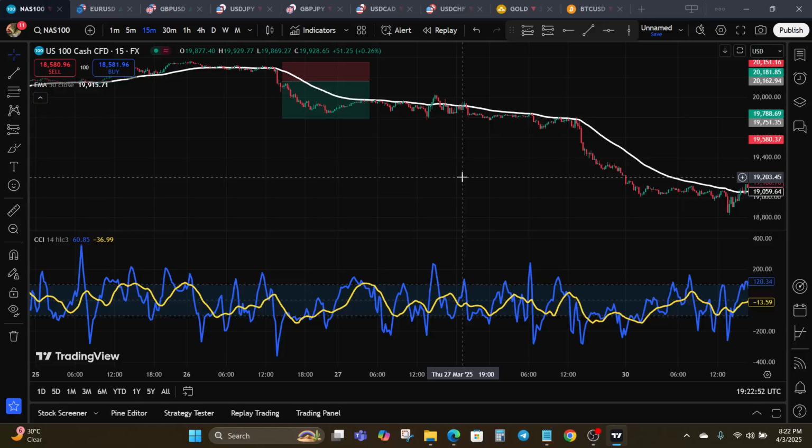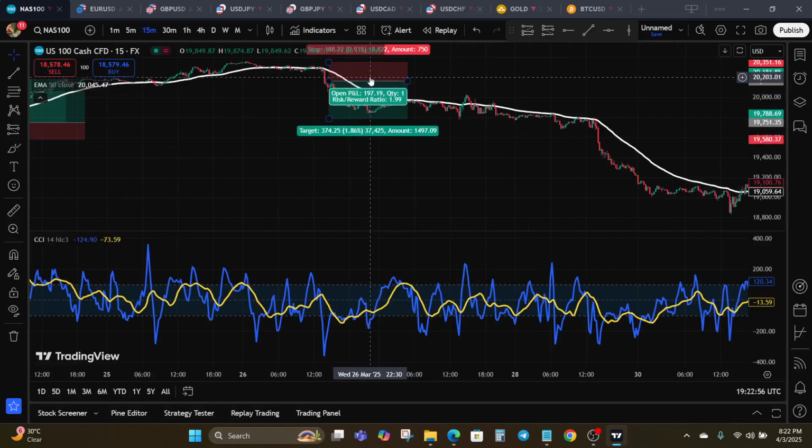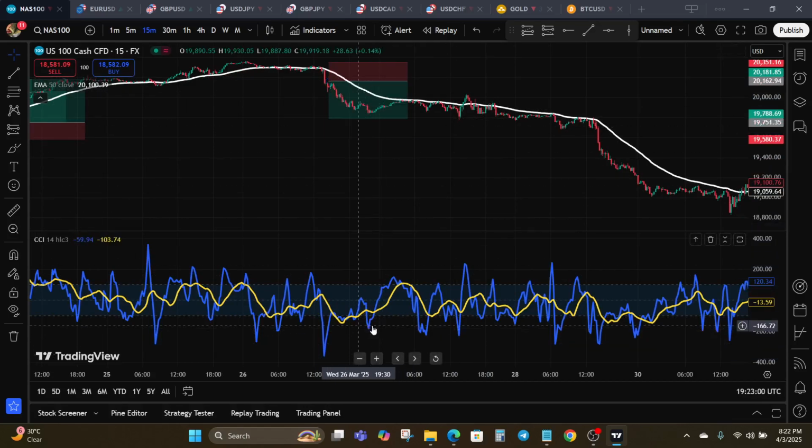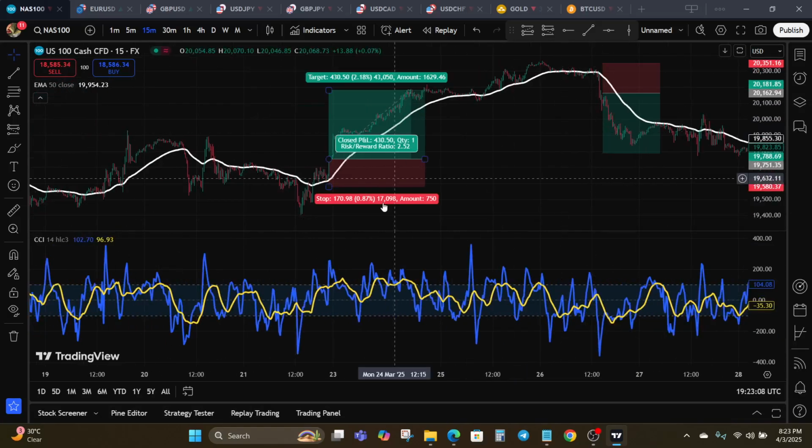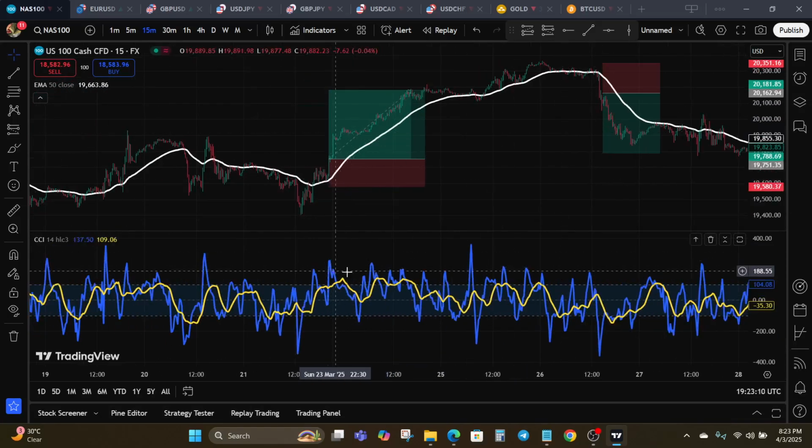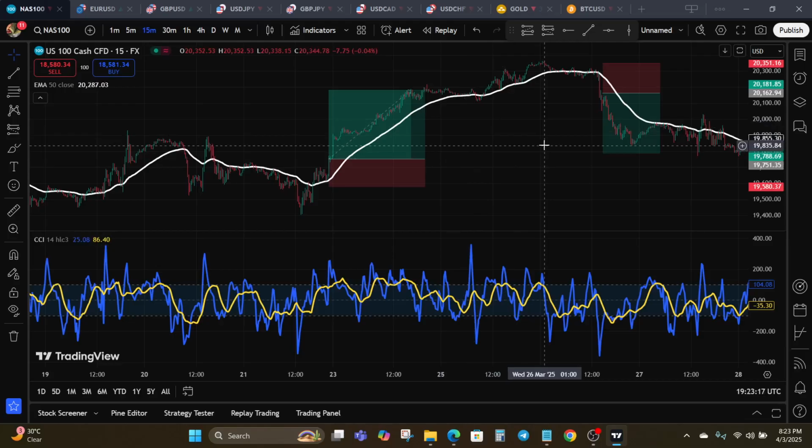Or you can exit when the CCI returns to neutral. For example, for your sell, remember that the sell is when the CCI is below minus 100. So when it returns to around the zero level, you can exit your sell. For a buy, remember that is when the CCI is above plus 100. But when it returns back to this neutral position or the zero level, you exit your buy trade.